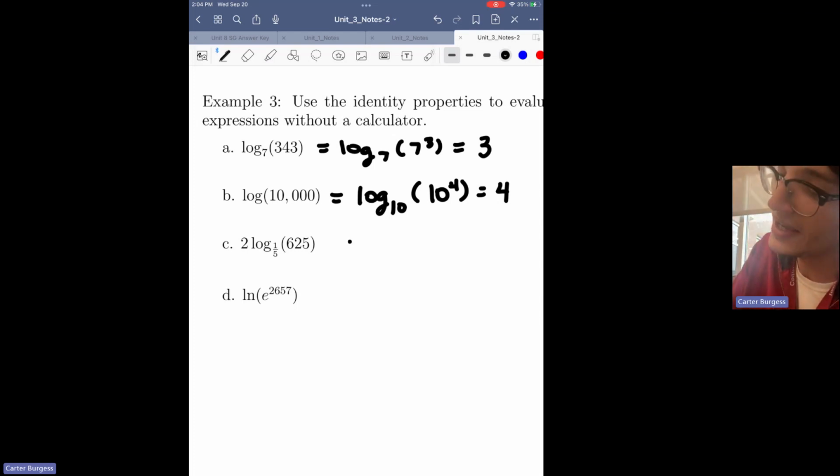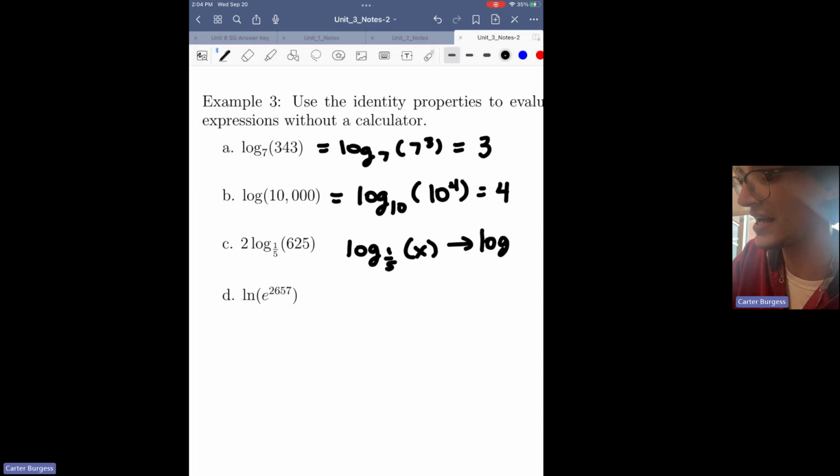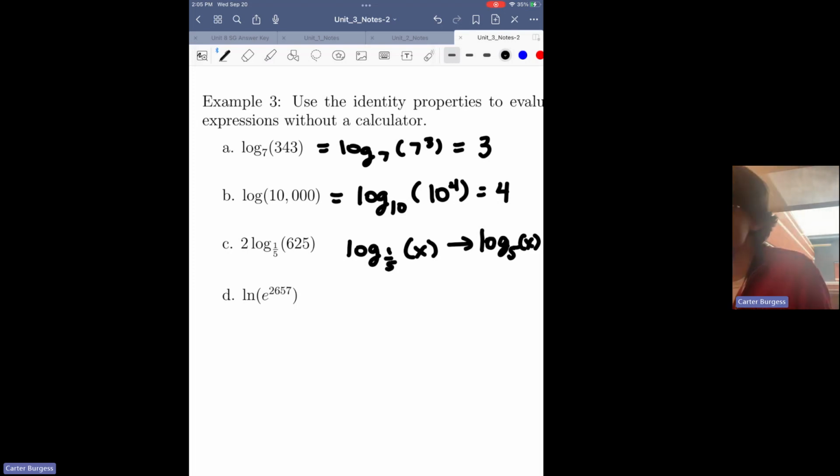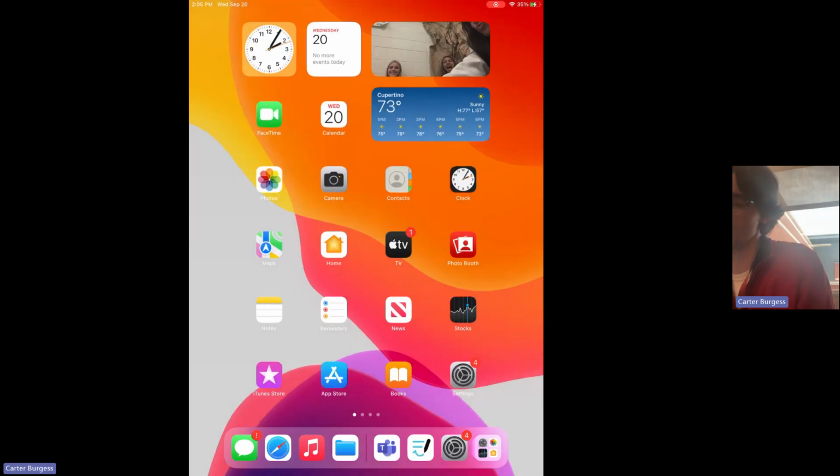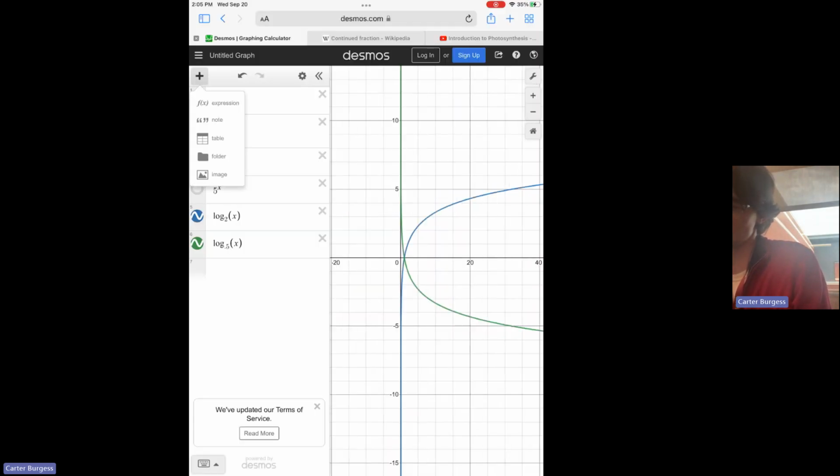And so if we had a way to take, say, log base 1/5 of x and turn it into log base 5 of x, then this problem would become a lot more manageable. Is that a fair thing to say? It's just easier to deal with 5 to various powers than 1/5 to various powers. So how could we do this? Let's take a look at our good old friend. Okay, so ignore that for now.